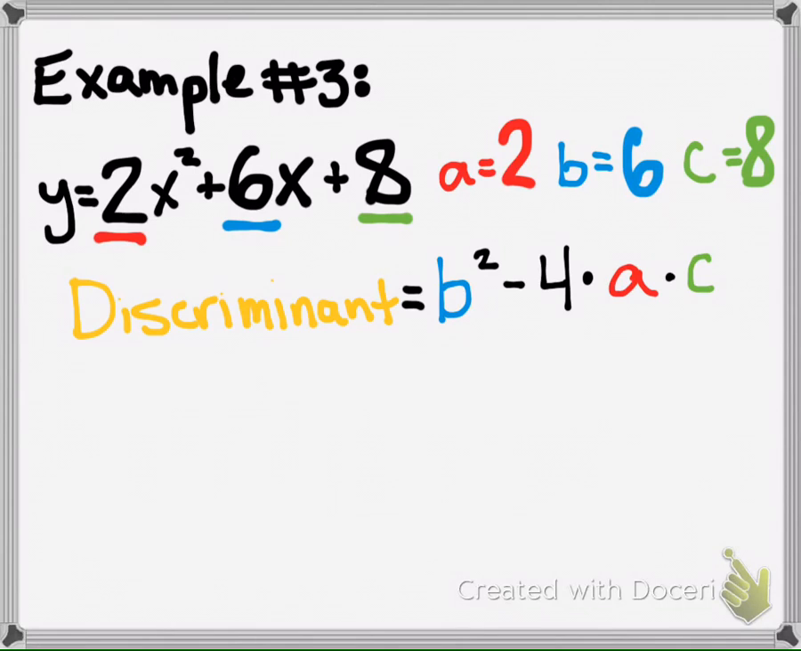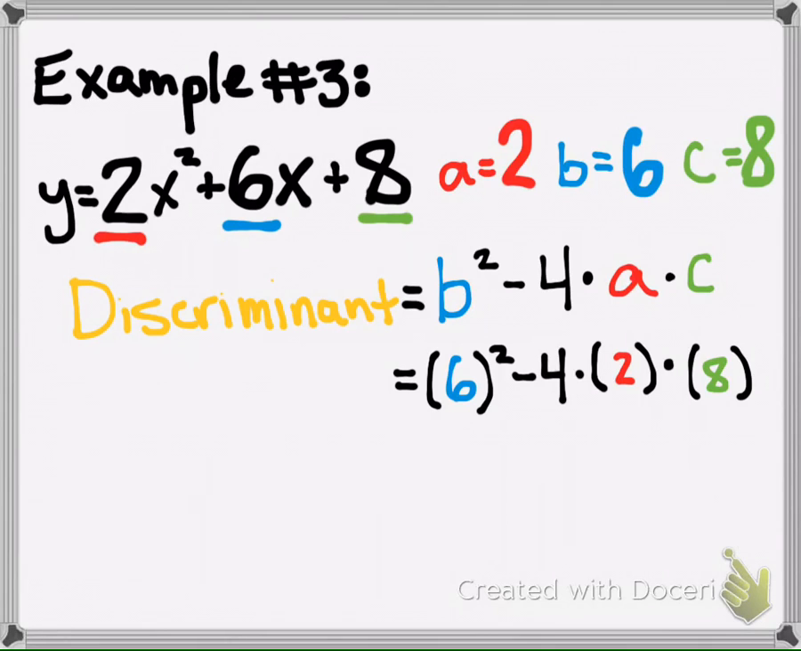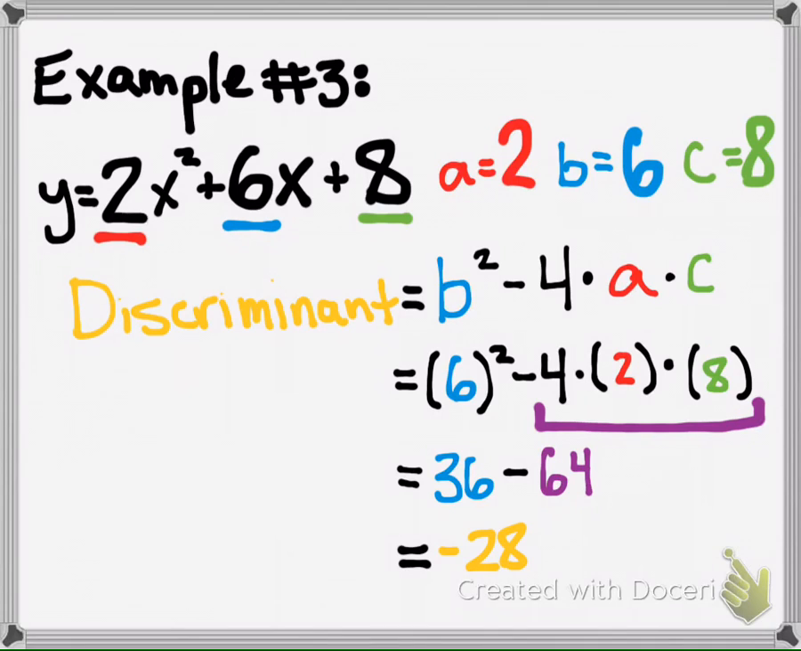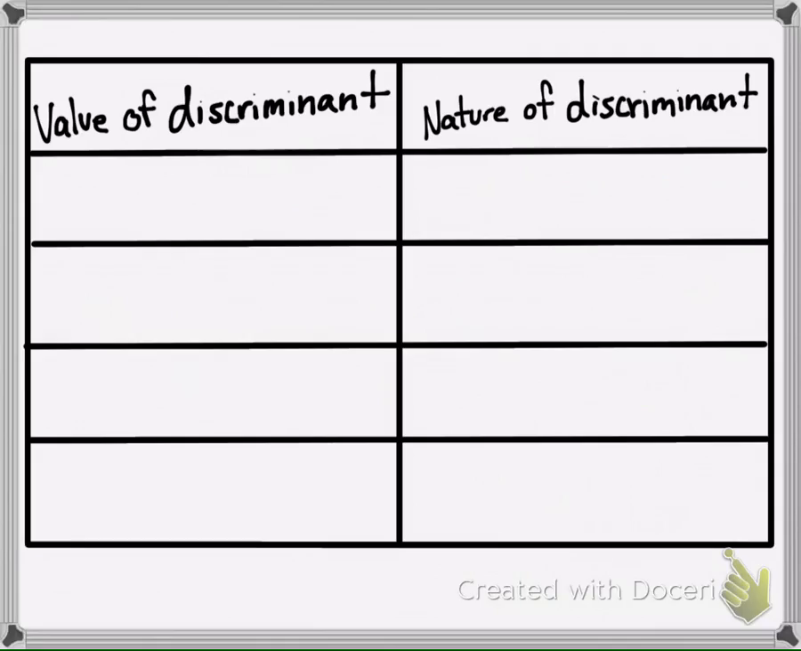So, plugging into my discriminant formula, b squared minus 4 times a times c, I have 6 squared, my b value squared, minus 4 times my a, which is 2, times my c, which is 8. Simplifying this, I have 6 times 6, which is 36, minus 4 times 2 times 8, which gives me 64, making my discriminant 36 minus 64, or negative 28.